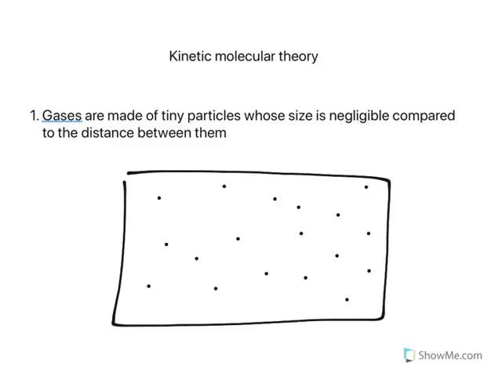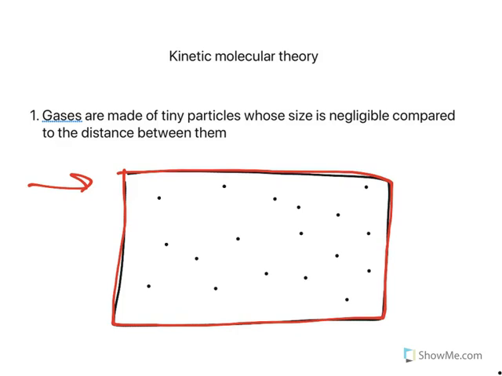So the kinetic molecular theory is made up of 5 postulates that more or less explain many properties of gases. The first of these postulates is that gases are simply made of tiny particles whose size is negligible compared to the distance between them. So in this sample of gas, we've got several gas particles, but we are going to make the assumption under the kinetic molecular theory that the volume of the actual atoms is so small compared to the total volume of this box that the small volume of those atoms then is negligible.